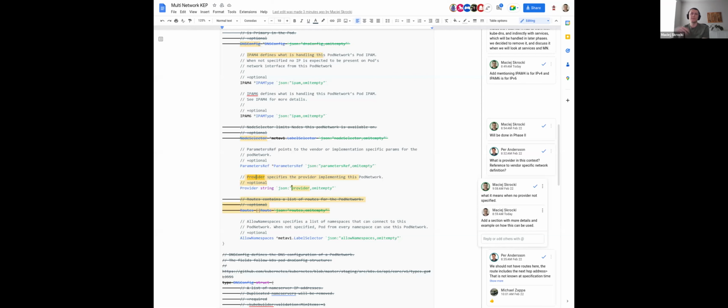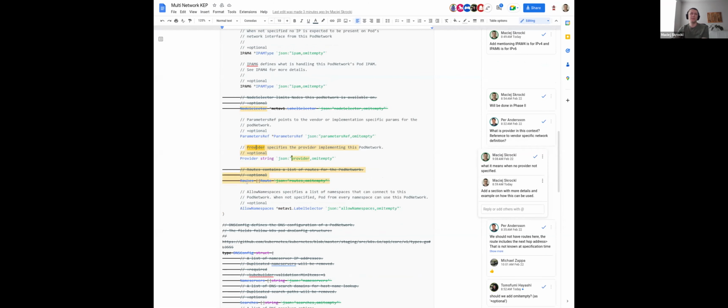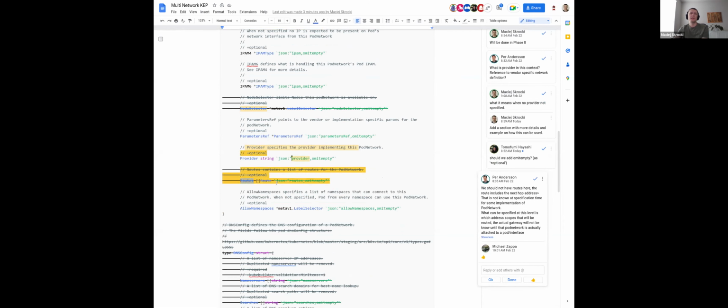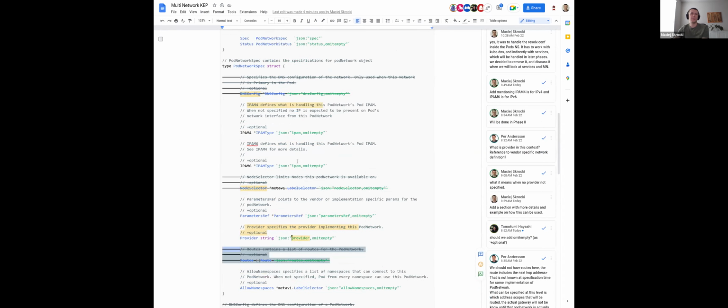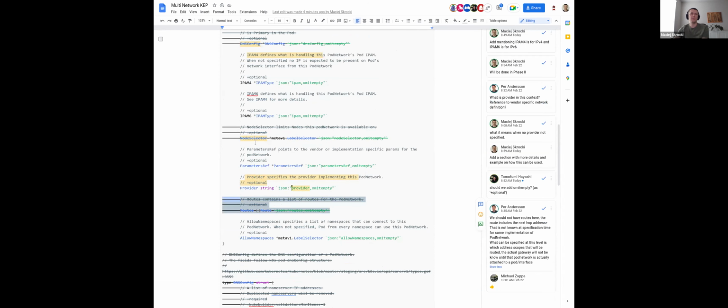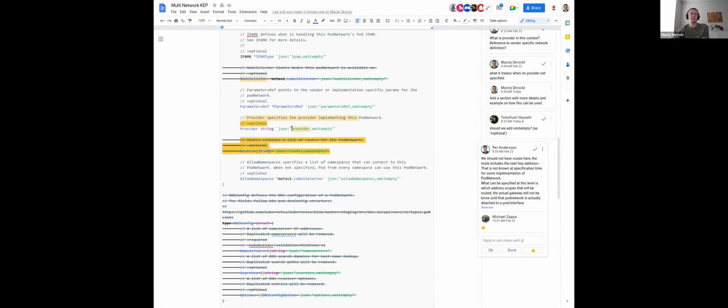All right. I think we're going to move on. I already took the liberty to cross out the routes. This is something that we can decide, and I think what you said here implicates what type of network it is. If you have routes, I agree this should not be part of this object, and I'm cutting this out. This should be part of your implementation details, inside parameters ref, if you want to provide some additional stuff here.